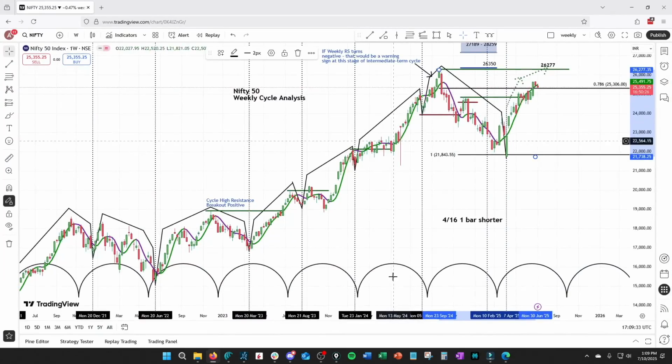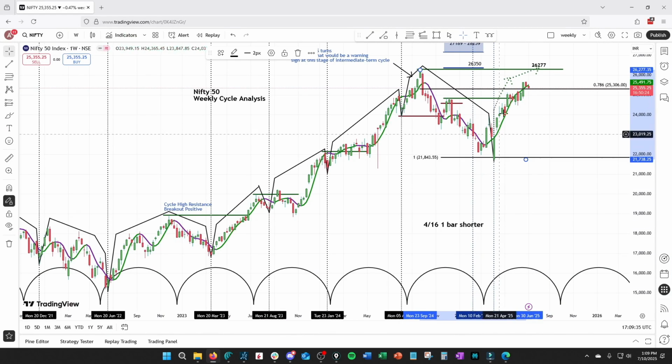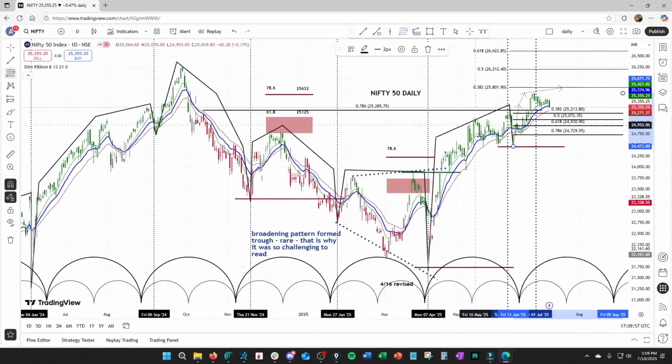Weekly chart on the Nifty in an intermediate term rising mode. A trough is due right around the later part of fall. It says the ideal trough is around 929. RS is still positive, so it's saying you're still in that rising phase until that actually turns negative, and it has yet to do so. 26,277.